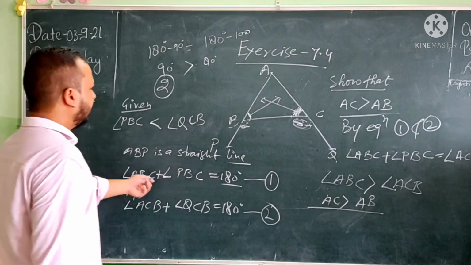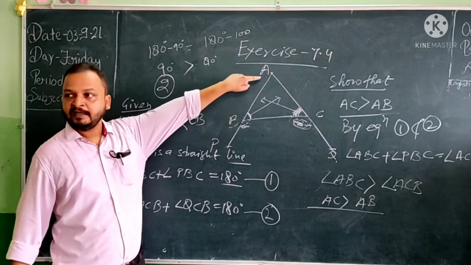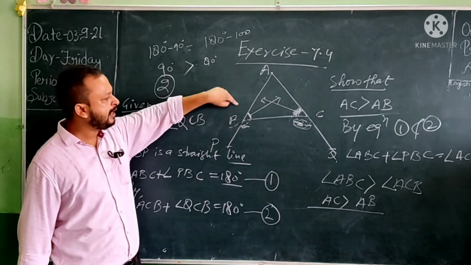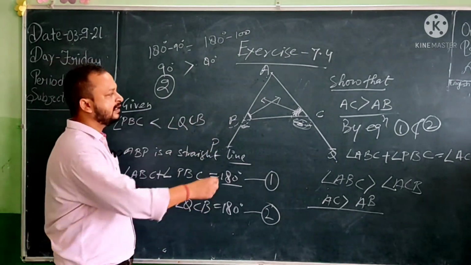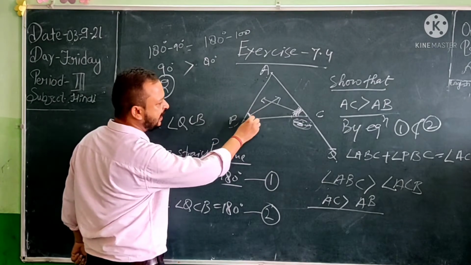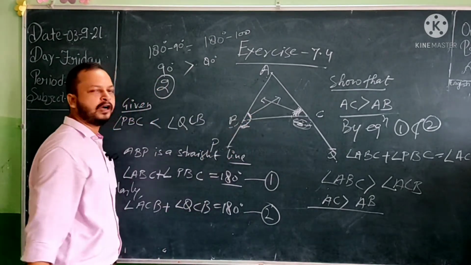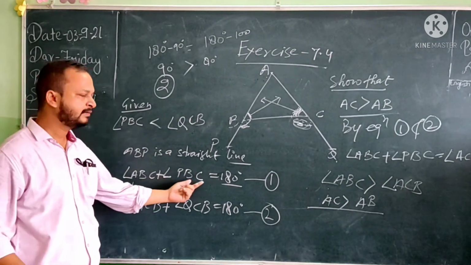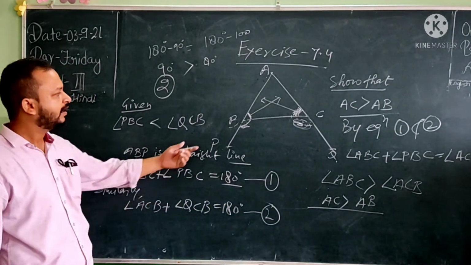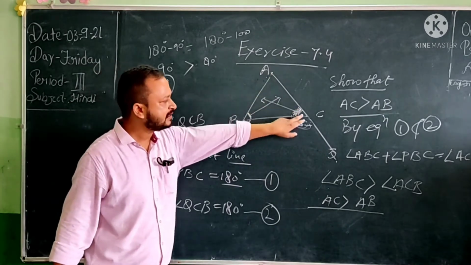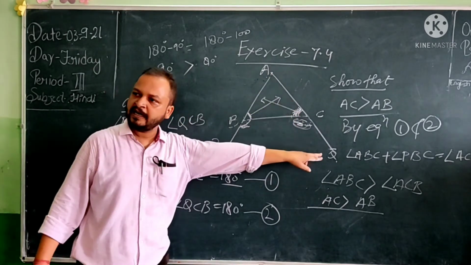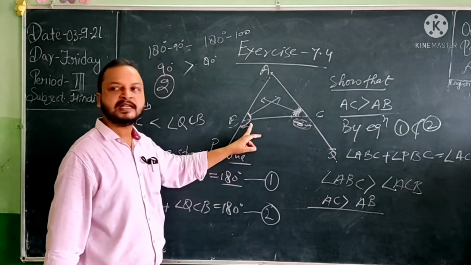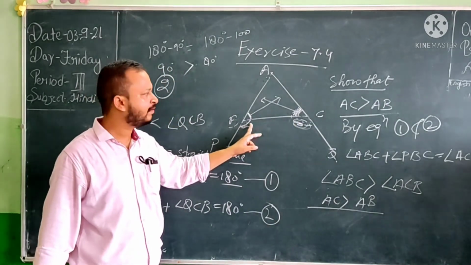देखिए, this is a straight line. APB is a straight line. If APB is a straight line, then we can say that the sum of this angle and this angle is what? 180 degrees, right? So that thing we have written. Now, here ACQ is also a straight line. It means ACB and QCB is 180 degrees, right?